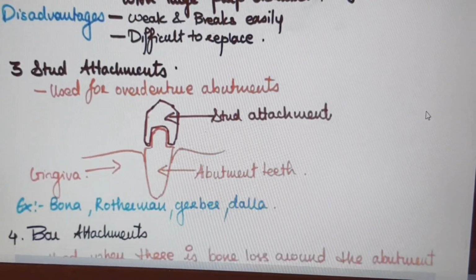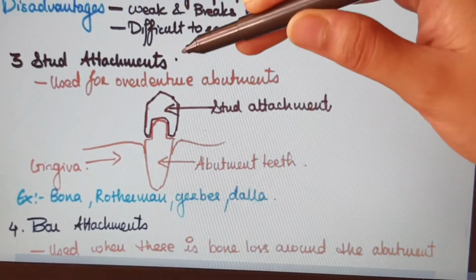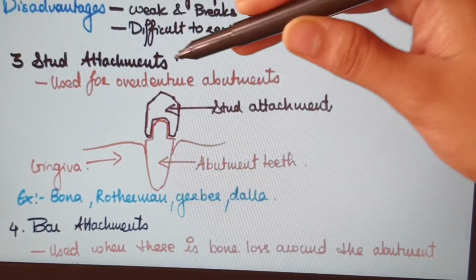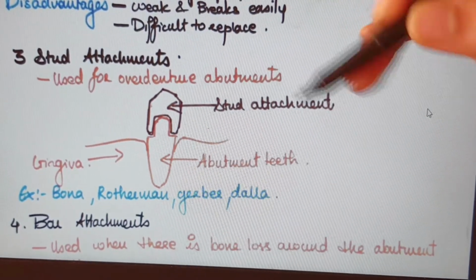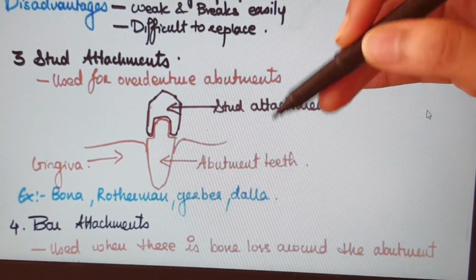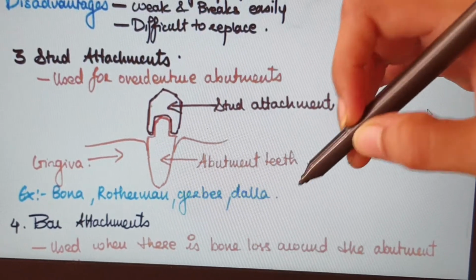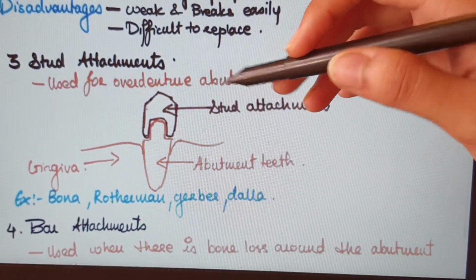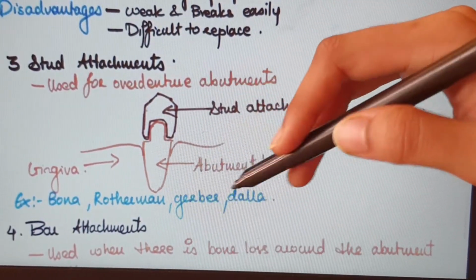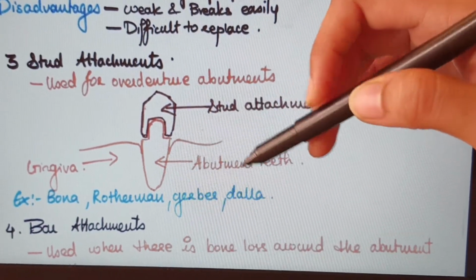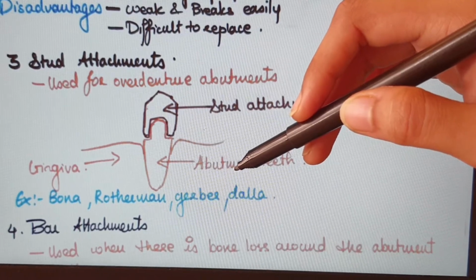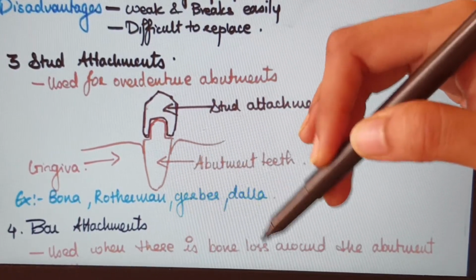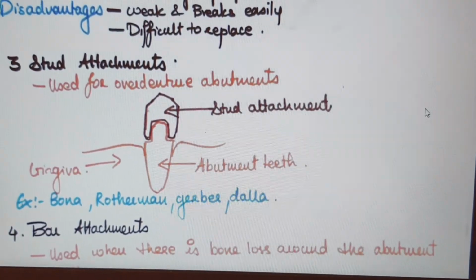The next one is your stud attachment. Stud attachments are normally used in cases of overdenture abutments, in cases where there is retained root pieces or any implant which is present. You can use these type of direct retainers. Next one is your bar attachment, which is used in cases where there is bone loss around your abutment tooth. Sorry guys, I don't have a diagram of this. So next one is your special attachments.